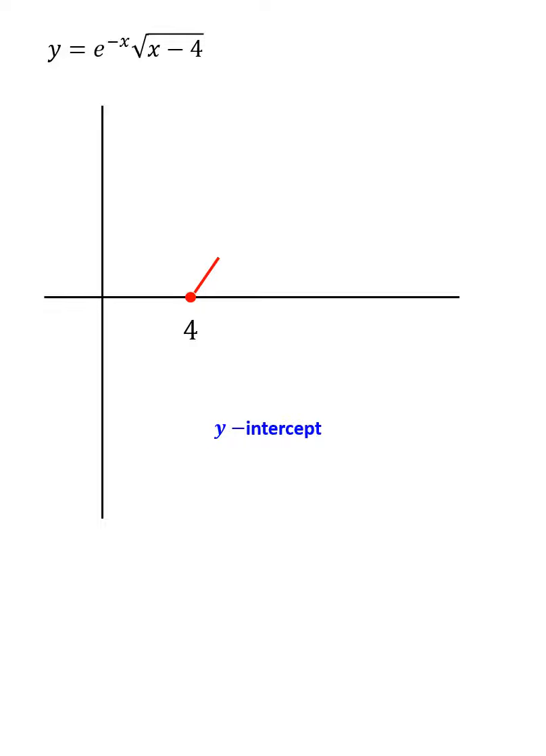Y-intercepts are found by substituting 0 for x into the original function. But you'll notice we again get a non-real result here. Look at the radical. 0 minus 4 is a negative number. The radical of a negative number isn't real, and therefore since we don't get any real results by plugging in x equals 0, we don't actually have a y-intercept.